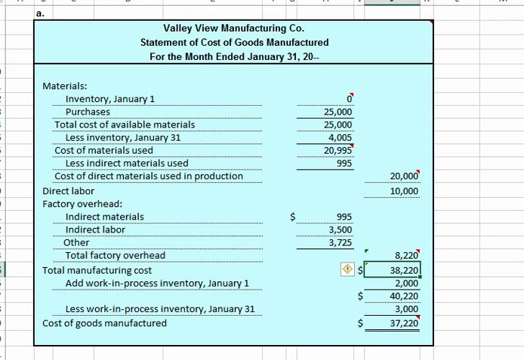Then again, once we're at that point, we're going to add beginning work in process inventory. Because those items were finished in the month of January, they should be part of January's cost of goods manufactured. We'll add that to the total manufacturing cost. Then we're going to deduct out the work in process balance at the end of January, because those items will get finished in February and included in February's cost of goods manufactured. So again, you subtract that 3,000 to get to our ending number.